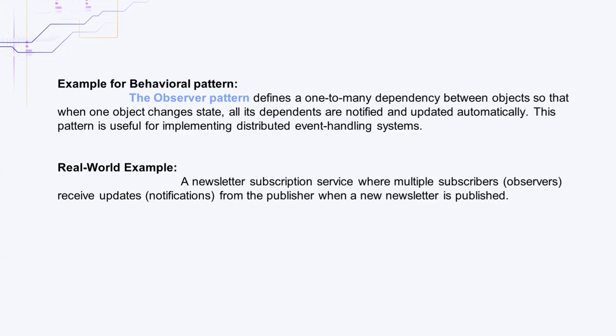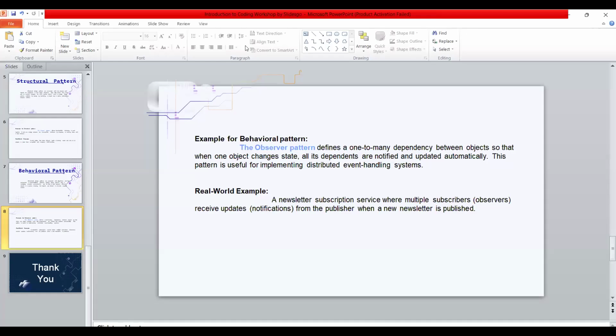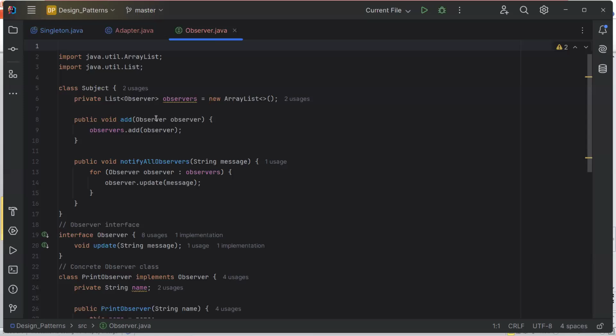So here I use a real world example to demonstrate how the observer pattern works. Here is my scenario: a newsletter subscription service where multiple observers receive updates from the publisher when a new newsletter is published. So now let's move into the code. Here's the code implementing the observer pattern.